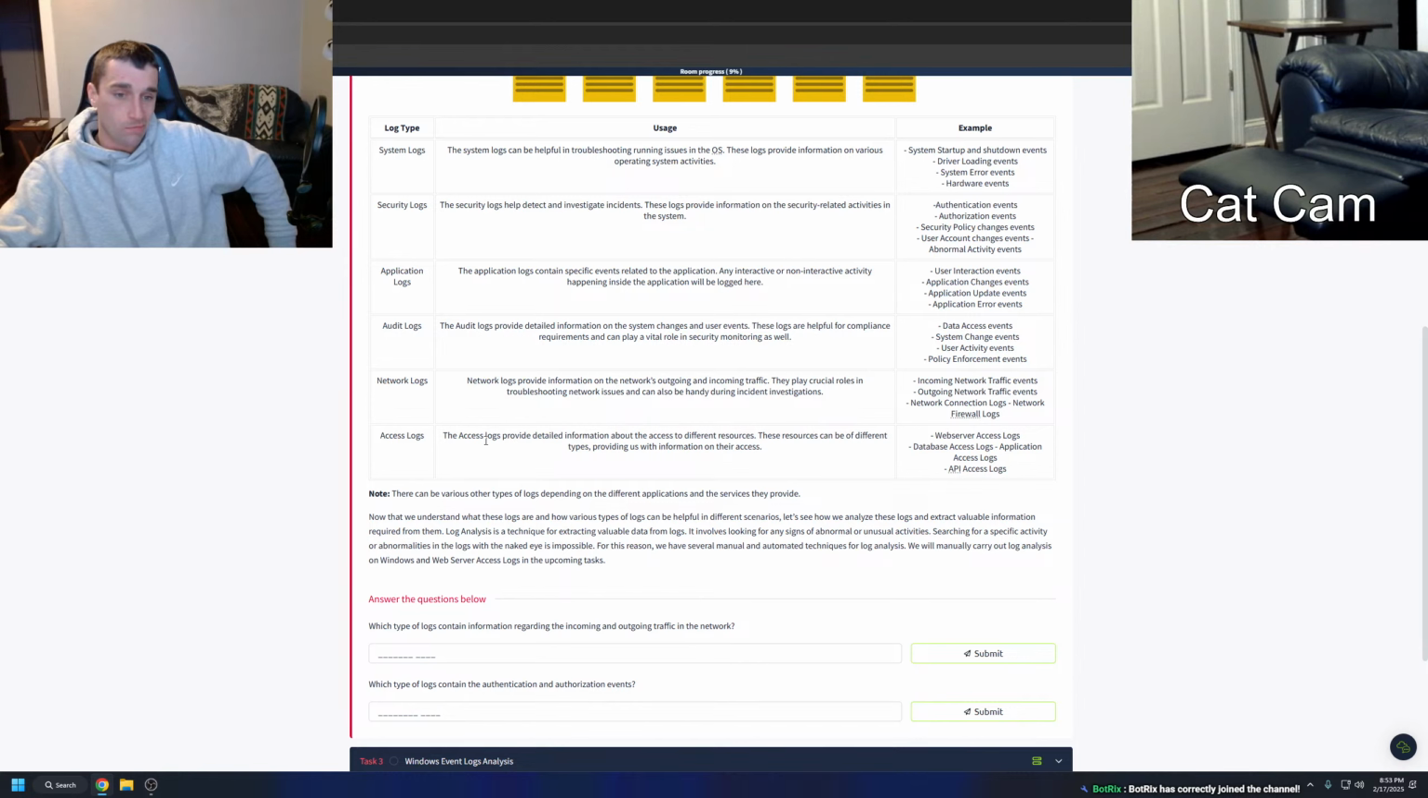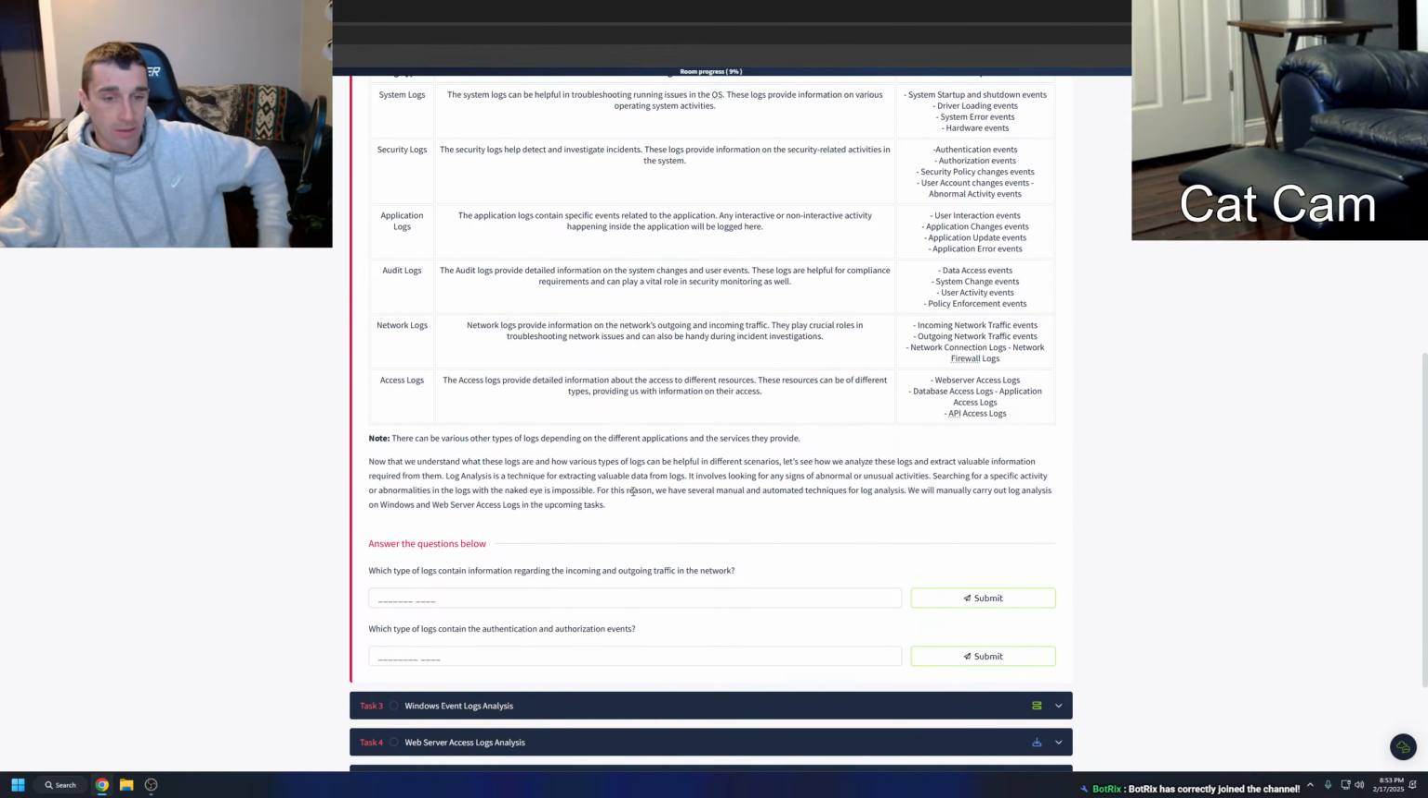Access logs. The access logs provide detailed information about the access to different resources. These resources can be of different types, providing us with information on their access: web server access logs, database access logs, application access logs, API access logs. Note: there can be various other types of logs depending on the different applications and the services they provide.